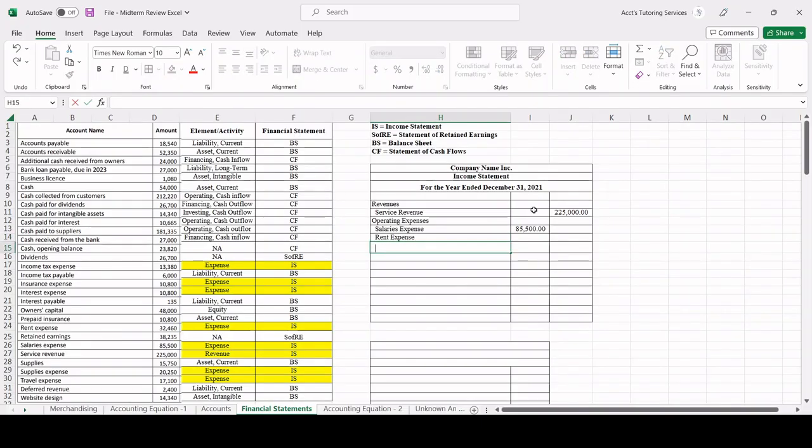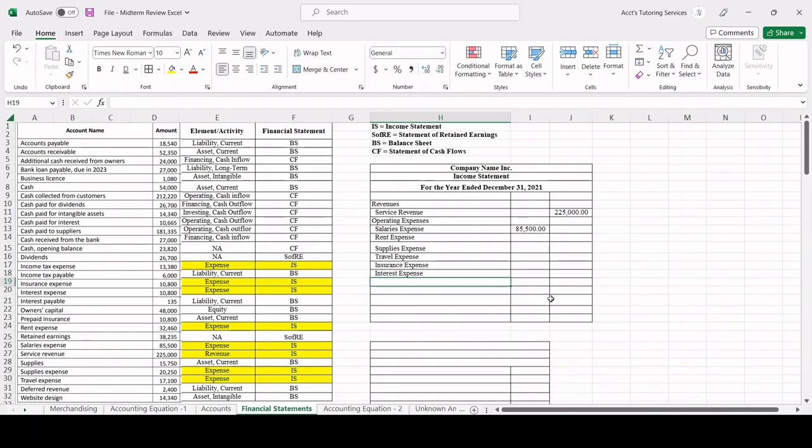Let me write them out first, and then I'll list the amounts. And then we have supplies expense. And then we have travel expense. And remember, it has to be indented, very important. It's easier for the eyes. And then the income tax expense is not included. Then we're going to have insurance expense and interest expense.